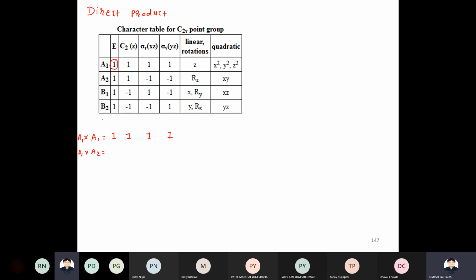Which of the above four does this representation resemble, or from whose multiplication or whose summation does it come? That is called its answer. This belongs to which type of representation? The representation where the entry of E is 1, C2 is 1, sigma V, X, Z1 are all 1 is A1. And therefore you can say A1 cross A1 is equal to A1. This is the answer.